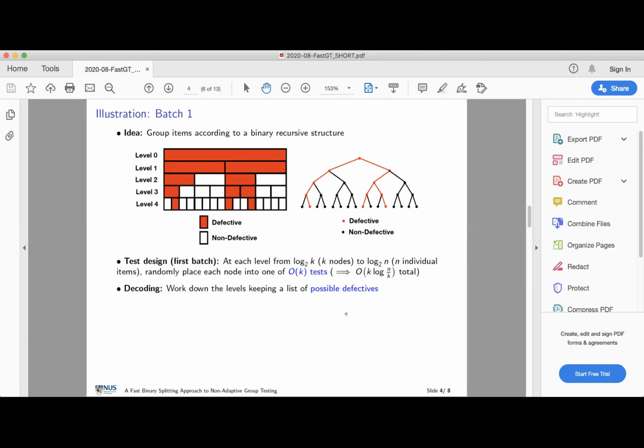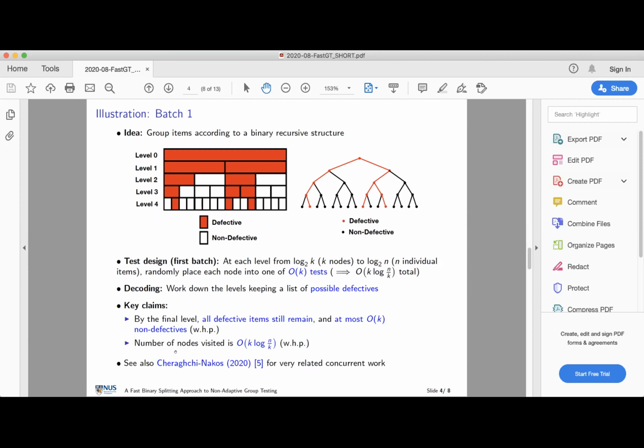We work down, keeping a list of what we call possible defectives. And our key claims are that by the end, we will keep all the defectives, and we'll keep at most order k non-defectives. So we'll only have very few false positives, so to speak, by this final stage. You can view this as traversing a tree, but trying to discard some of the non-defective nodes as early as possible, so you don't have to keep so many items by the end.